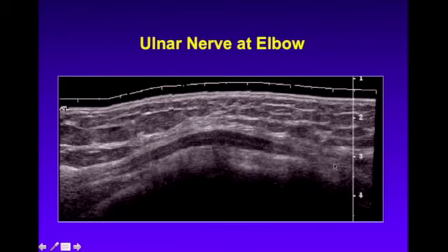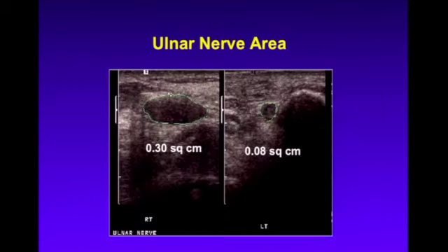Now, similar to with the median nerve, we can get cross-sectional area measurements to determine whether this nerve is abnormal or not. This is the normal left side for comparison. This patient had a severe ulnar neuropathy with numbness and tingling in the 4th and 5th digits, as well as weakness of those digits. And we can see that the nerve on the symptomatic side is almost 4 times the size on the asymptomatic side. And that tells you that that is likely to be the cause of the patient's symptoms.